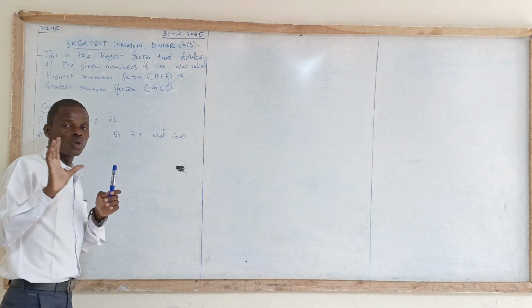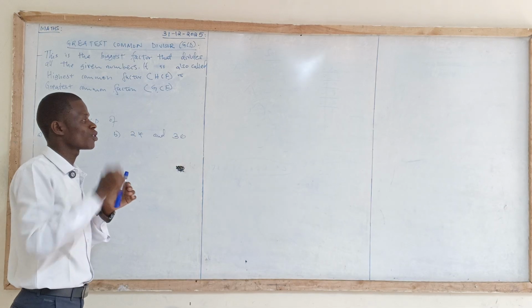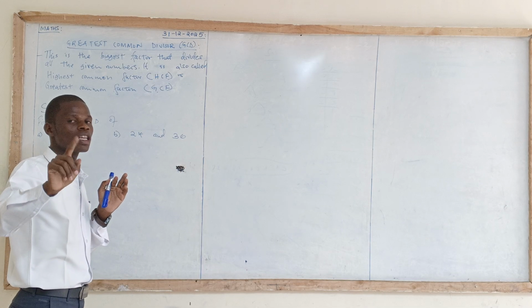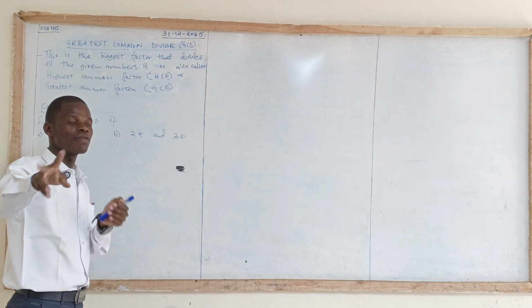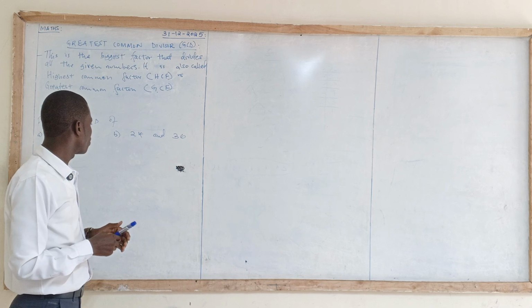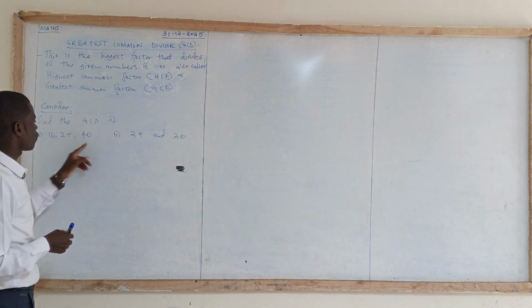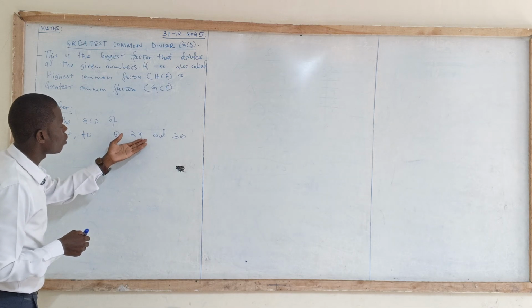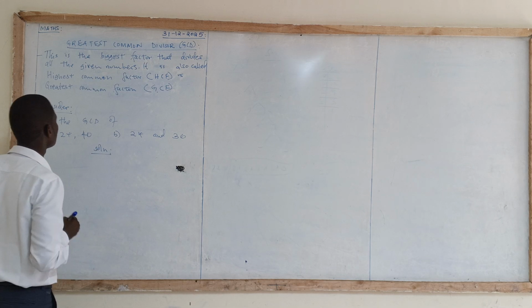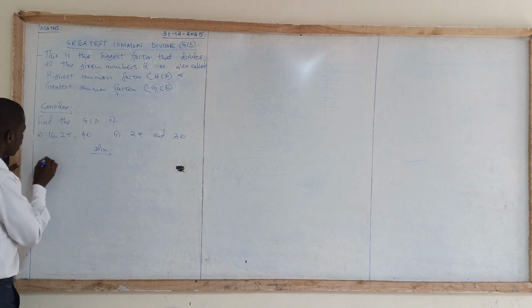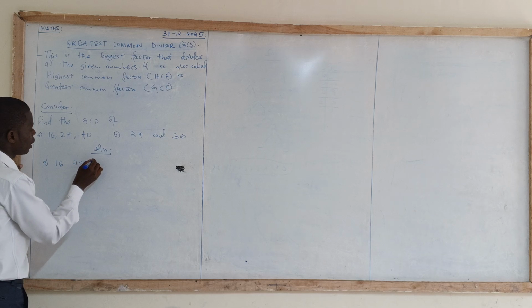I want us to learn two methods. There's one I'm keeping for the next lesson. But now I want us to learn two methods. Then you choose which method is the best for you. Are we together there? So find the GCD of 16, 24 and 40. Then GCD of 24 and 36. Now, solution. The first one, A, I have 16, 24 and 40.